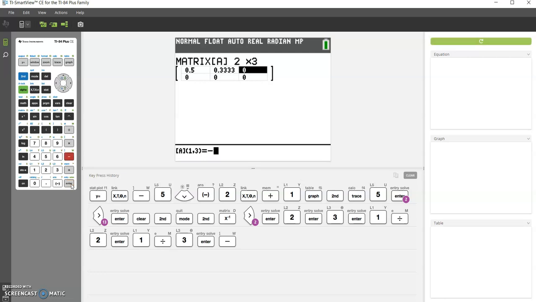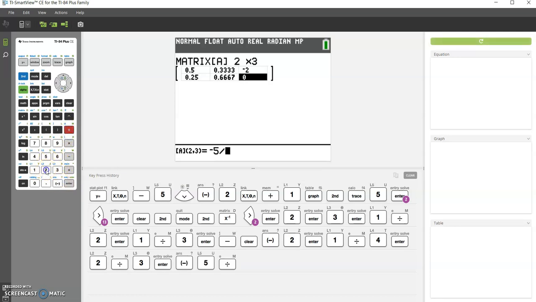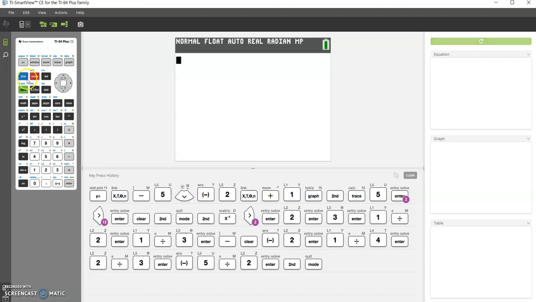Okay, and so then you type in negative 2, hit enter. Takes you down to the next line, which will be 1/4. So I type in 1 divided by 4, hit enter. 2/3, 2 divided by 3, hit enter. And then negative 5/2, negative 5 divided by 2. Anytime you want a negative, always be sure you use your negative right here beside the enter key and not the minus sign. And then hit enter. Now you see that you've got the full matrix here. You're just going to hit second mode to get out of there.